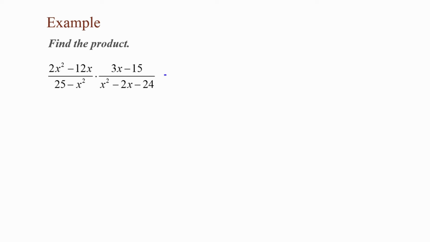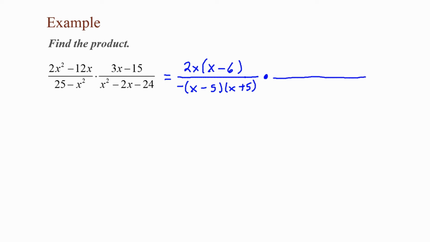So factoring the rest of my problem, for 2x squared minus 12x, I can factor out a 2x, which leaves me with x minus 6. In the denominator, we have our negative x minus 5, x plus 5, times, in my numerator, I can factor out a 3 times x minus 5. My denominator, x squared minus 2x minus 24. I need two numbers that multiply to be a negative 24, but add to be a negative 2. X minus 6 times x plus 4.